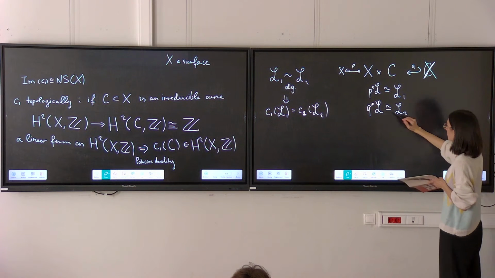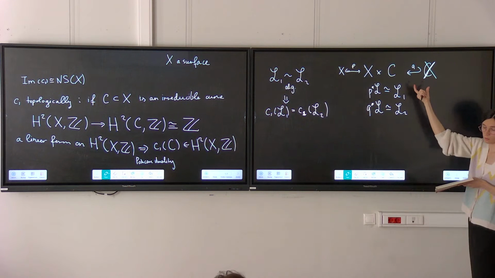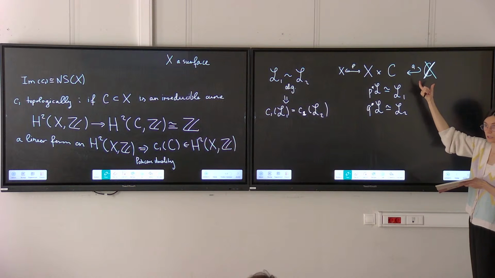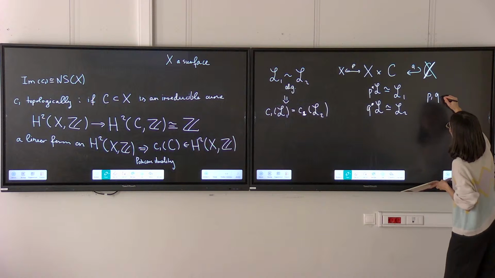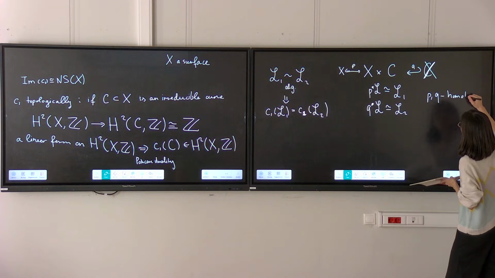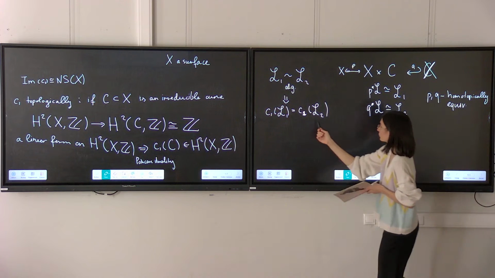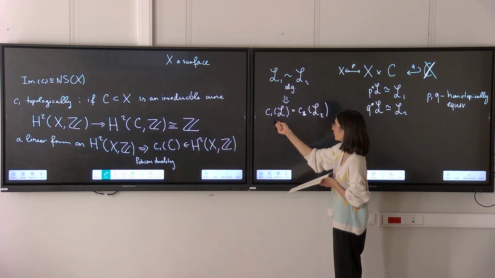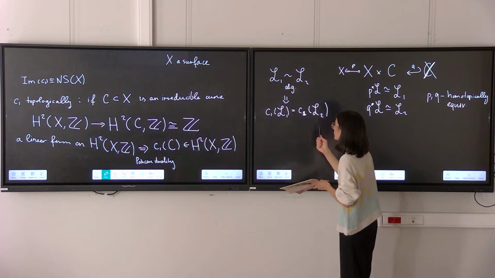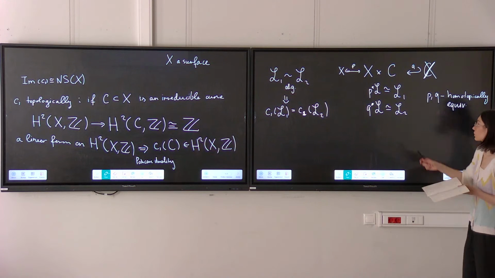And we have these two things, and note that these two embeddings are homotopically equivalent. Okay, and from this, P and Q are homotopically equivalent, and from this topological description, we obtain that their first Chern classes coincide. Okay?